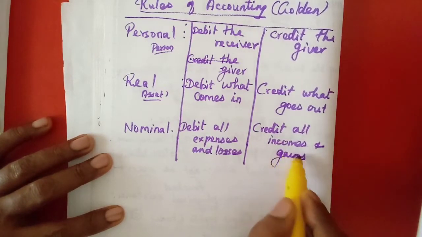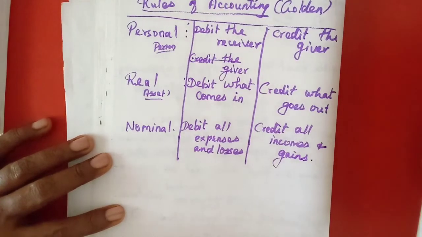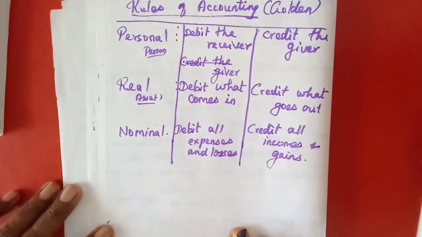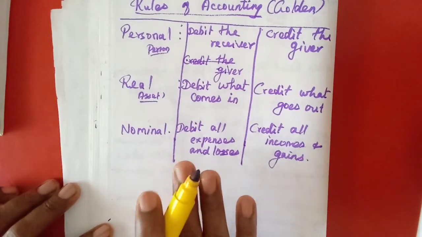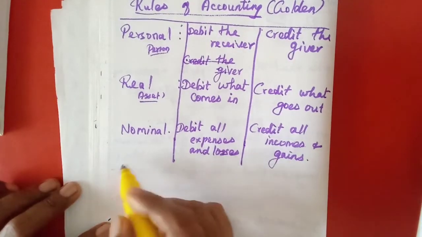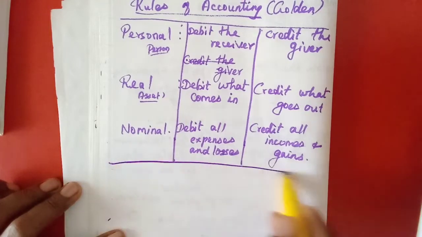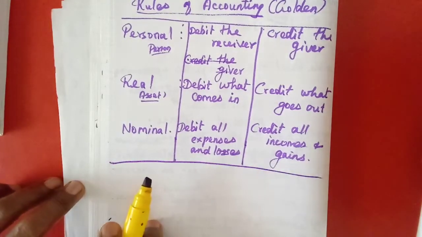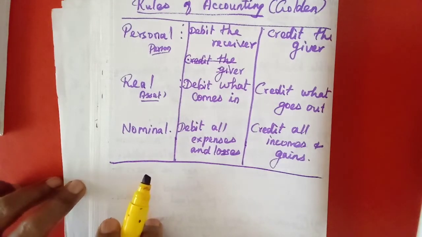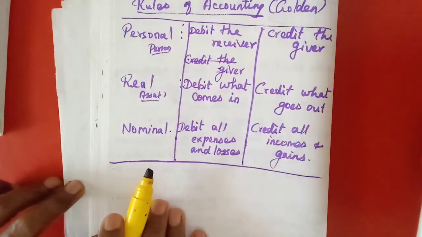Incomes and gains. That's all. Wherever we ask the rules of accounting, you must know. Wherever you go, this is the fundamental rule. Golden rules of accounting. What should be debited? Only 3 accounts in the traditional approach. This is what we will start.